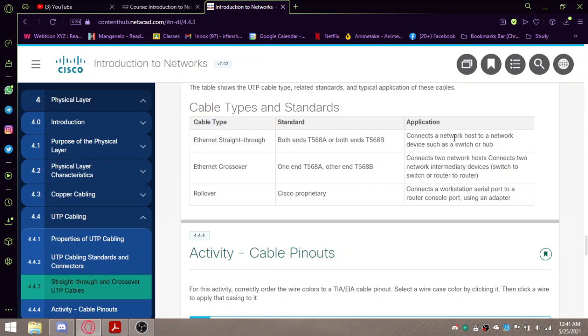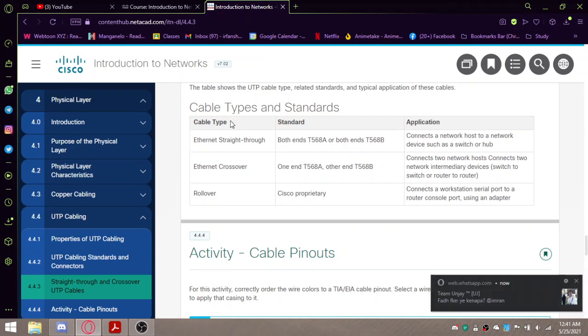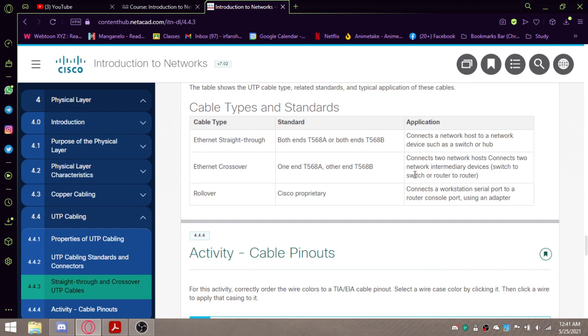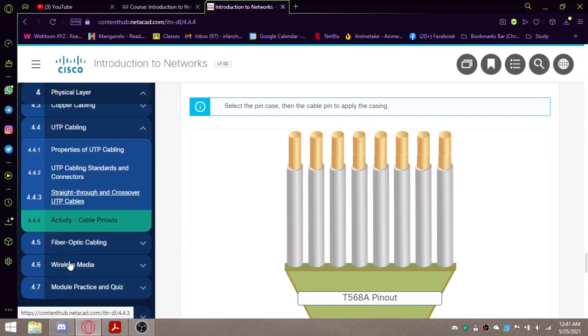The application is to connect a network host to a network device such as a switch or hub. For crossover, it also has two ends, left and right. For rollover, it is Cisco proprietary. The application is to connect host connections to network intermediary devices, which is switch to switch or router to router. The keyword is intermediary devices. Rollover is to connect a workstation serial port to a router console port using an adapter.